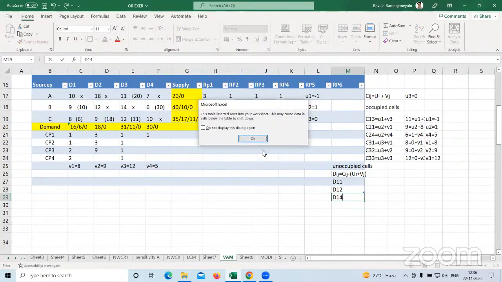If you didn't understand any of the points, you can ask the doubt. No problem.